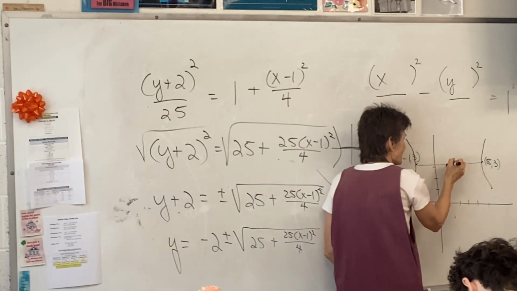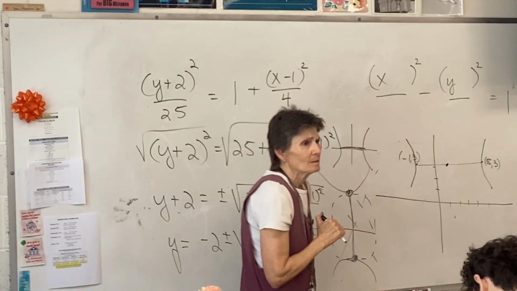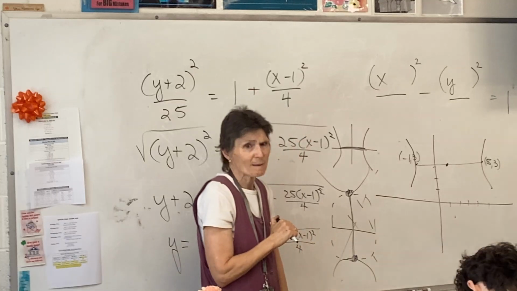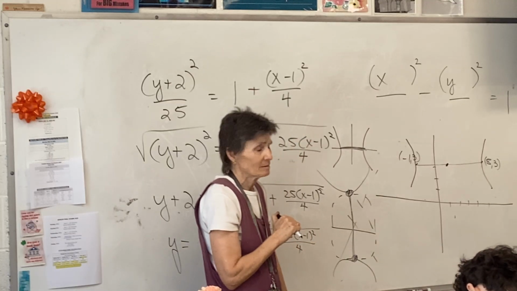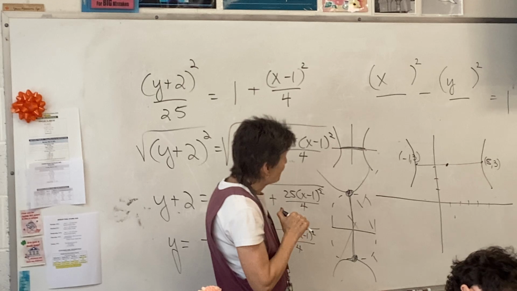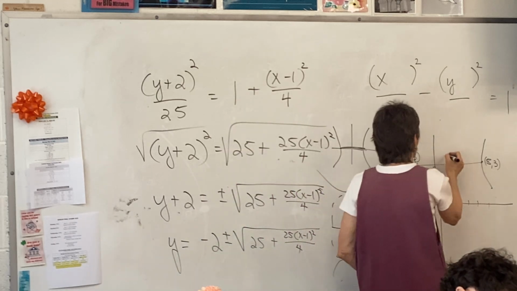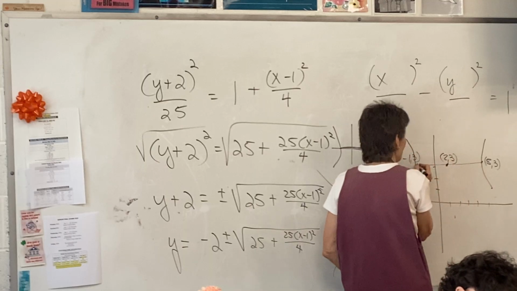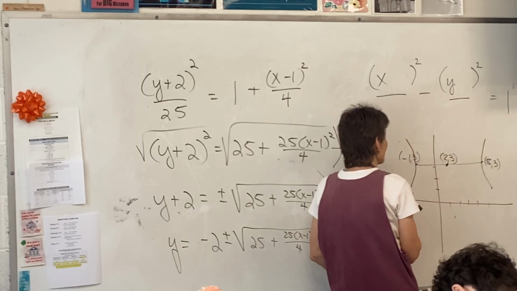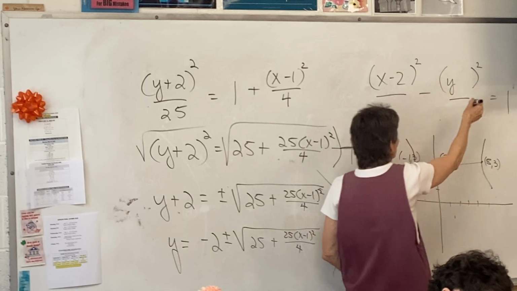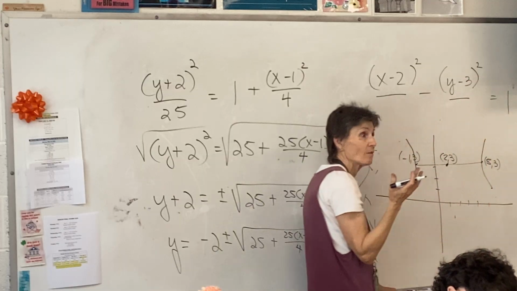And can I find my center? Won't my center be right smack dab in the middle of that axis? So what is that? 2, 3. The midpoint of -1 and 5. So x minus 2, y minus 3. Okay, I got all that.